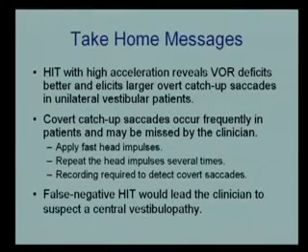Head impulse testing with high accelerations reveals vestibulo-ocular reflex deficits better and elicits larger overt catch-up saccades in unilateral patients. Faster you go, the more obvious it is. Covert catch-up saccades occur frequently and will be missed by the clinician. You need to apply fast head impulses, repeat the head impulses several times, and you need some method of recording to detect covert saccades.